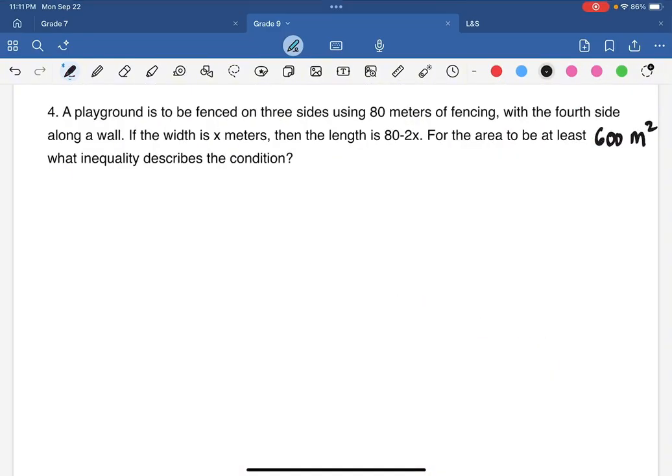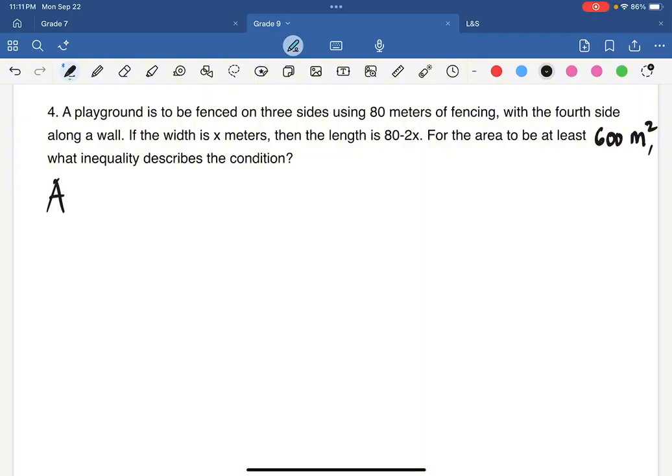For our last problem, we have a playground to be fenced on 3 sides with 80 meters of fencing, with the 4th side along a wall. If the width is x meters, then the length is 80 minus 2x. For the area to be at least 600 square meters, what inequality describes the condition?